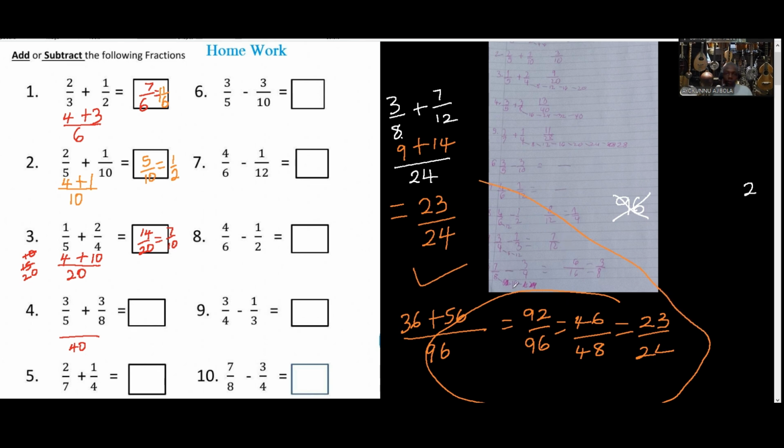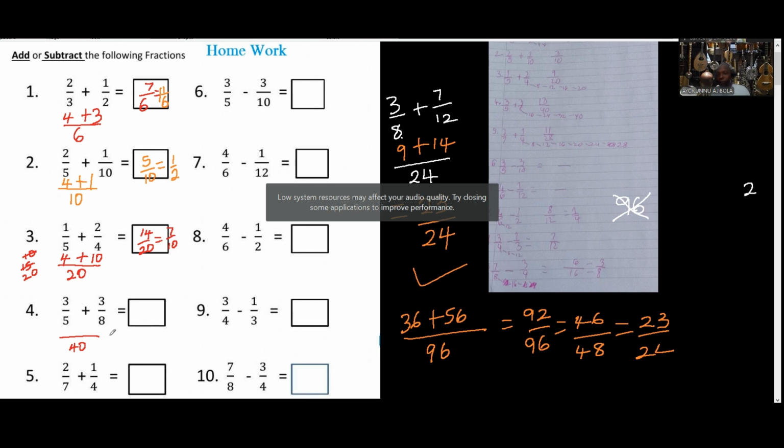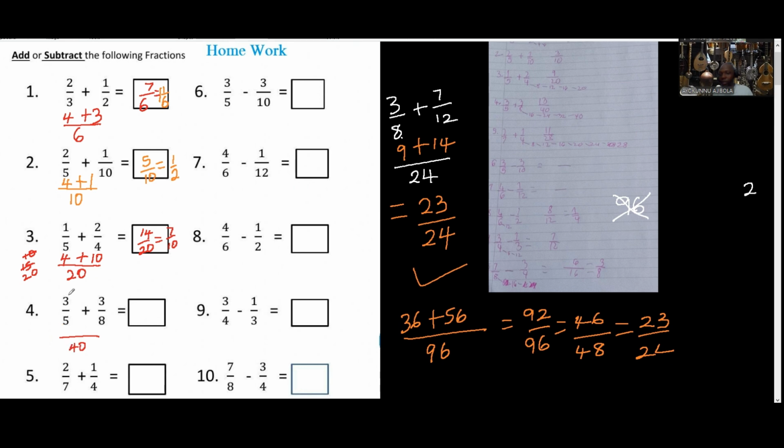So now let's continue. I believe you're getting it right. How many 5 is in 40? That's 8. 8 times 3 is 24. How many 8 in 40? That's 5. 5 times 3 is 15. So what is 24 plus 15? That's 39, right? So our answer is 39 over 40, and it's already a proper fraction, so we don't need to change anything.